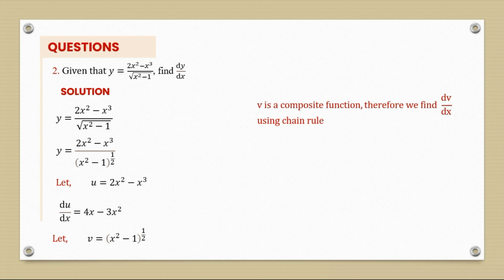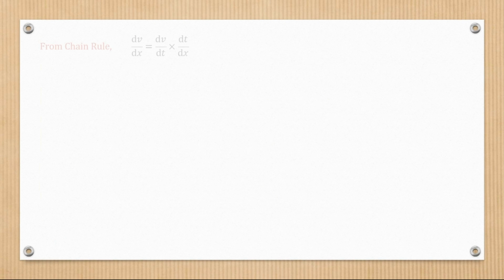I hope it's becoming clearer now when a chain rule is required. So we're going to let t be equal to x squared minus 1. So dt/dx is equal to 2x. Then v is therefore equal to t to the power a half. And then dv/dt is equal to a half t to the power negative a half. So from the chain rule, dv/dx is equal to dv/dt times dt/dx.